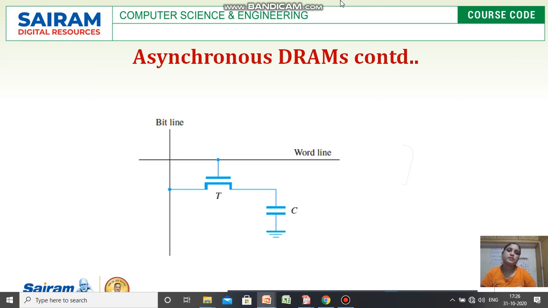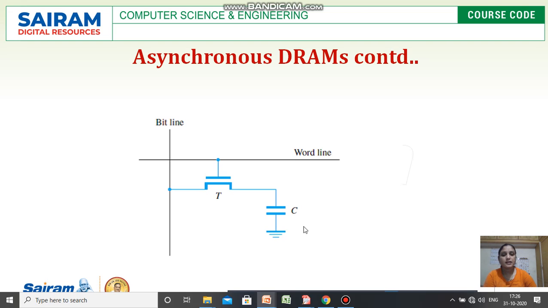This is the diagram of the dynamic asynchronous DRAM. Here, instead of using 2 bit lines, we use only 1 bit line, which stores the bit value at that point of time, and there is a word line to which this is connected. Instead of 2 transistors, we have only 1 transistor and a capacitor. The capacitor holds the charge, and once the transistor is closed, whatever charge is there will leak out and go down because of the leakage.